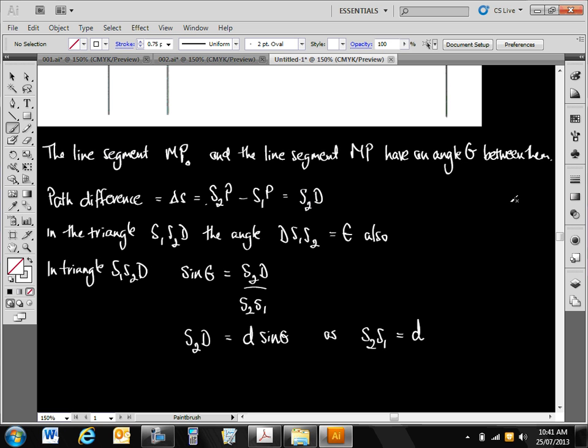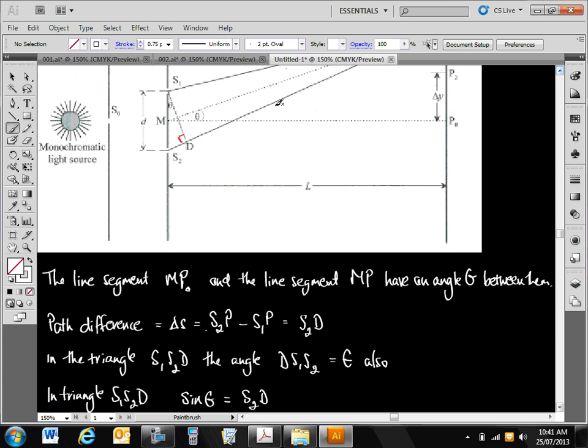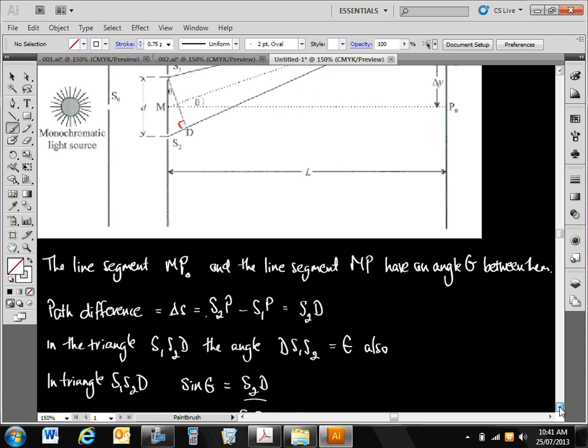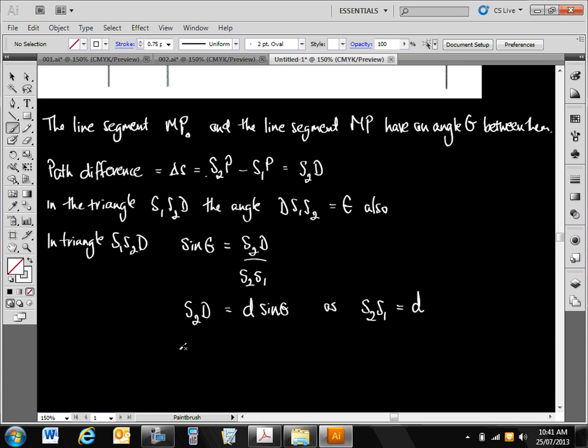And so what is S2 D? Going back to our original, what is this here? Path difference, isn't it? Yes, thank you. Therefore, path difference is equal to d sine theta. Or the path difference is equal to the distance between the two slits multiplied by sine of theta.